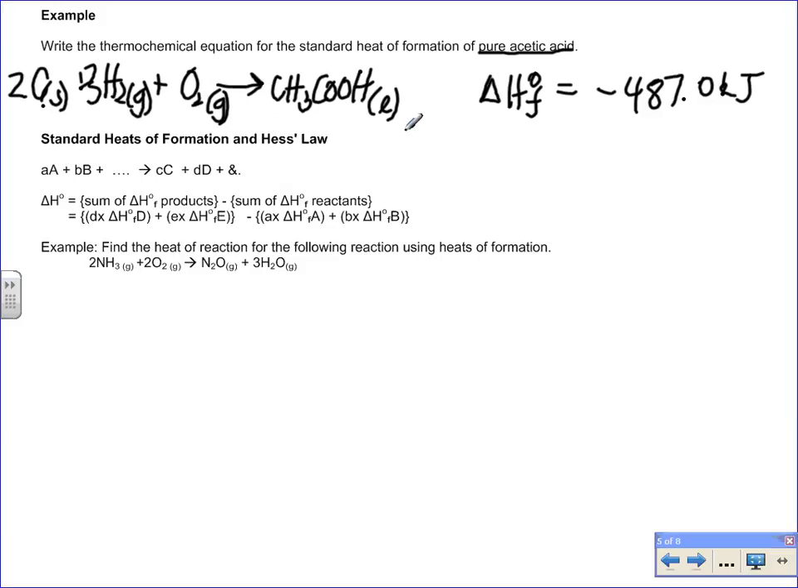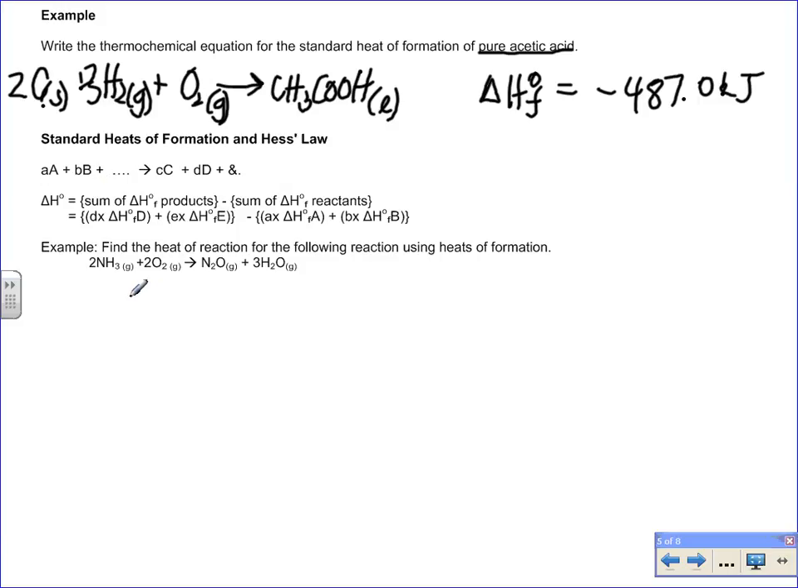Now we can use the table values in order to calculate the delta H for a given reaction. And what we're going to do is first apply the formula that we're given, and then I'm going to show you why the formula is simply an application of Hess's law. If you've got a given reaction, some compound A plus some compound B, and it's reacting to form some compound C and some compound D, to find the heat of this reaction, what we're going to do is take the sum of the heats of formation of the products, and we're going to subtract the sum of the heats of formation of the reactants.